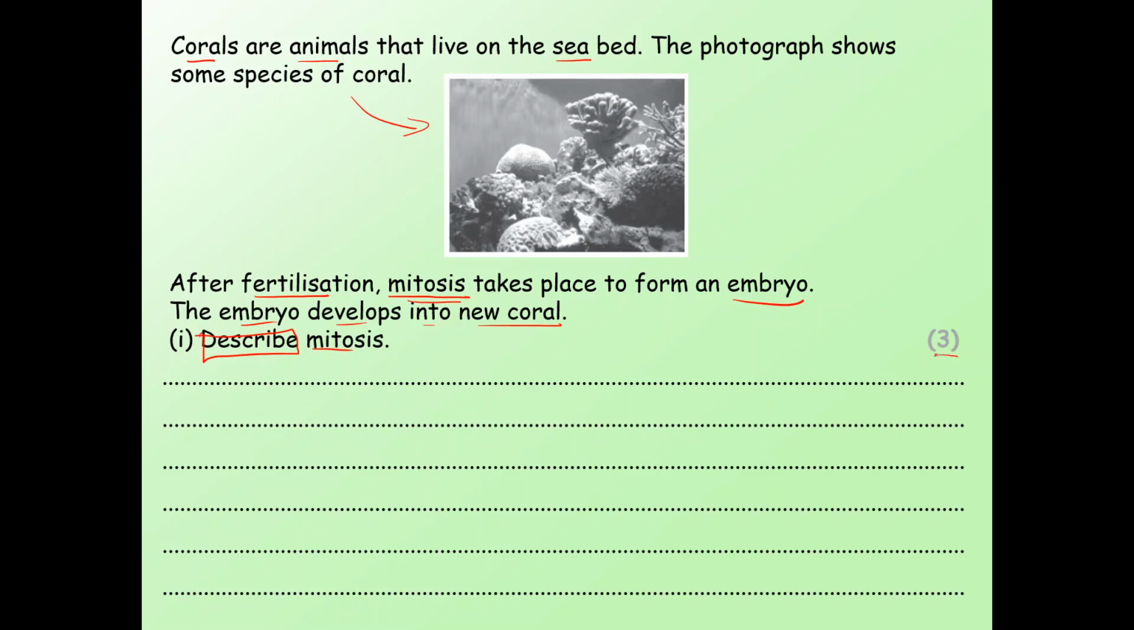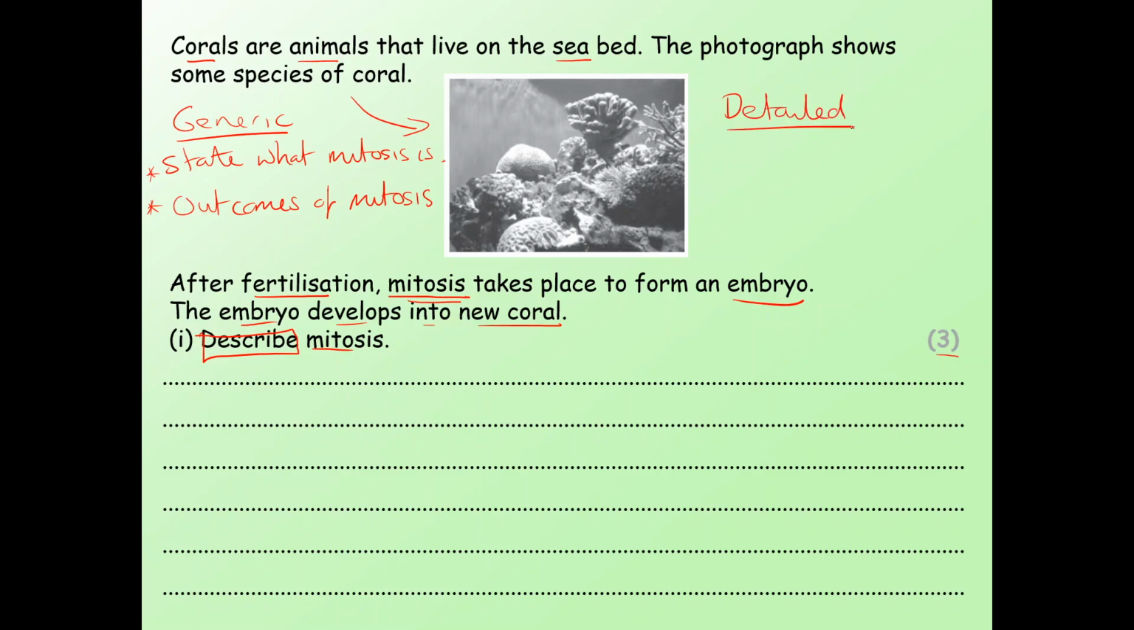mitosis, is 3 marks. Okay, now the actual question is quite vague, so I think potentially there are 2 routes that we could take here. There is a sort of more generic response where we state what mitosis is. And then we would say the outcomes of mitosis. Or there is a more detailed response where you actually talk about the stages of mitosis.